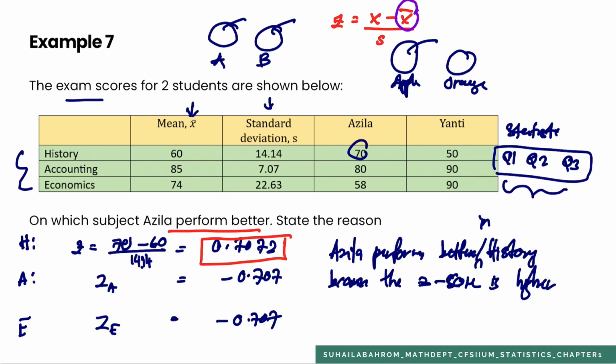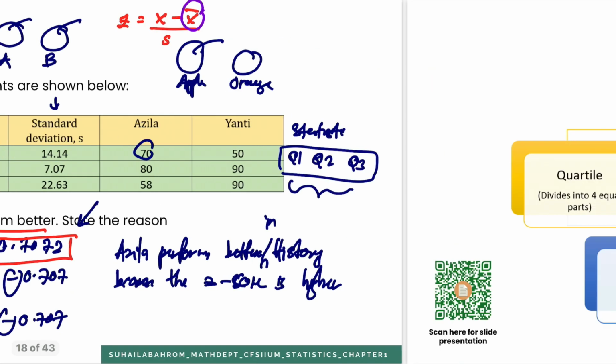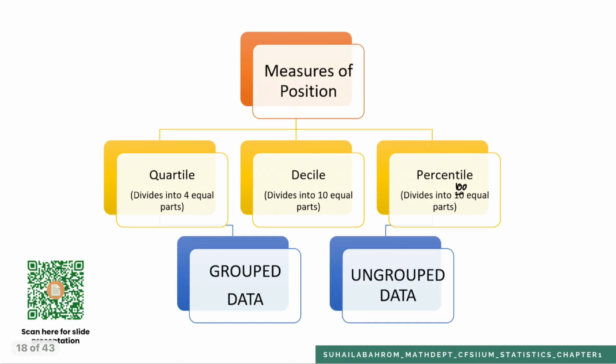Or we can say that the mark in history is above the average of the class. That's why we look at the positive Z-score. We have only one positive Z-score here, which is the history subject. The other two subjects have negative values of Z, meaning that she performed lower than the average of the class. We will proceed in the next video with the next measures of position: quartile, decile, and percentile.